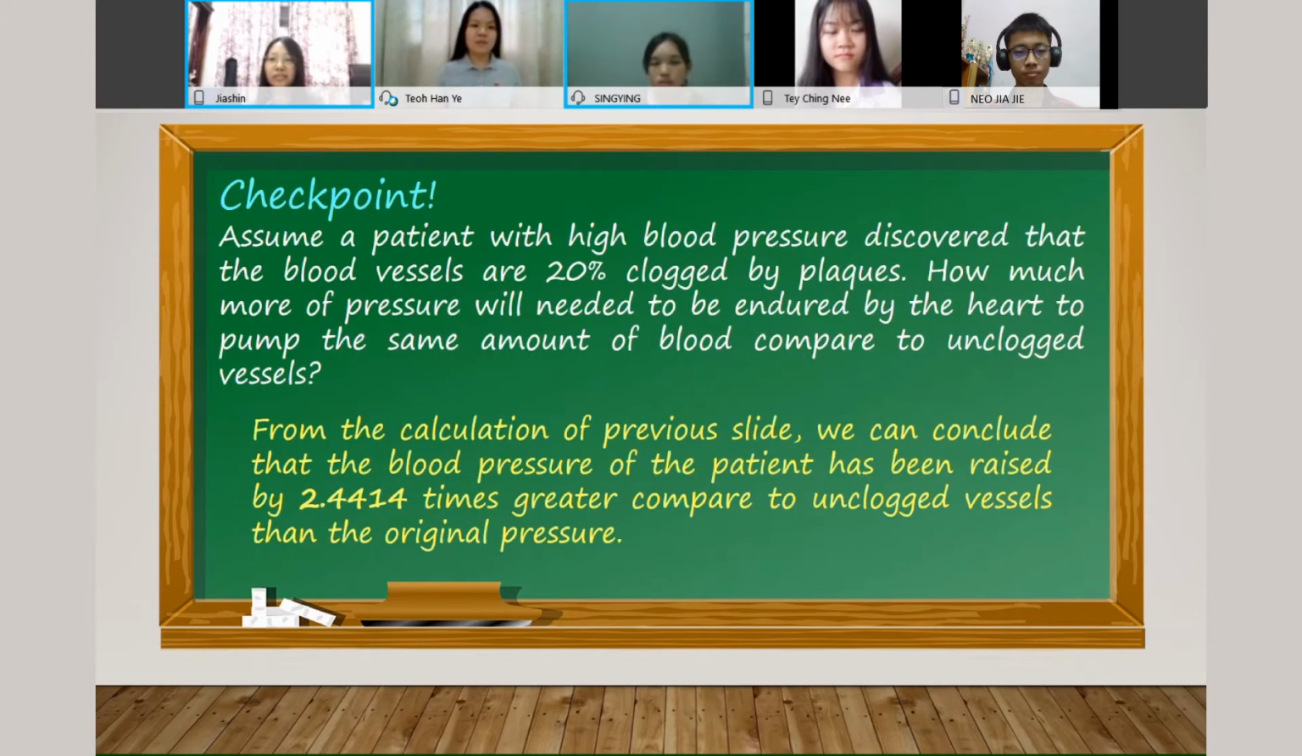In conclusion, from the calculation on the previous slide, we can conclude that the blood pressure of the patient has been raised to 2.4414 times the original pressure compared to unclosed vessels. Thank you.